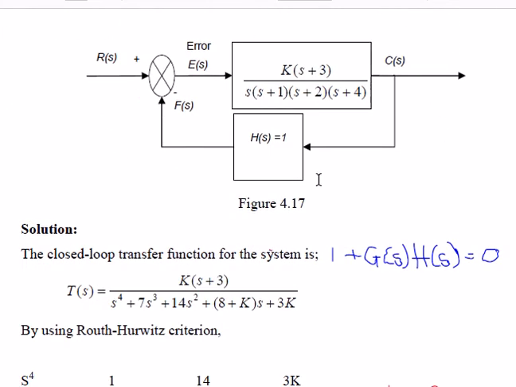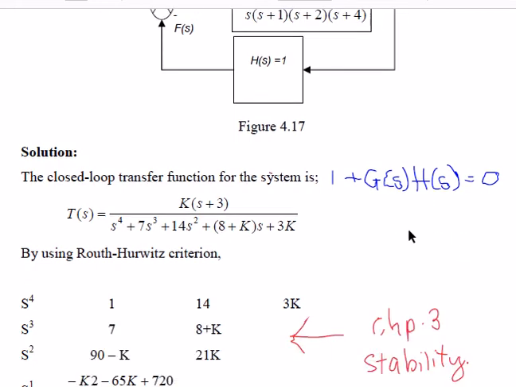By using this transfer function, the first step is to calculate the closed-loop transfer function by using the equation 1 plus G(s)H(s) equal to 0. Then we use the characteristic equation for the poles, which is s^4 plus 7s^3 plus 14s^2 plus (8 plus K)s plus 3K.